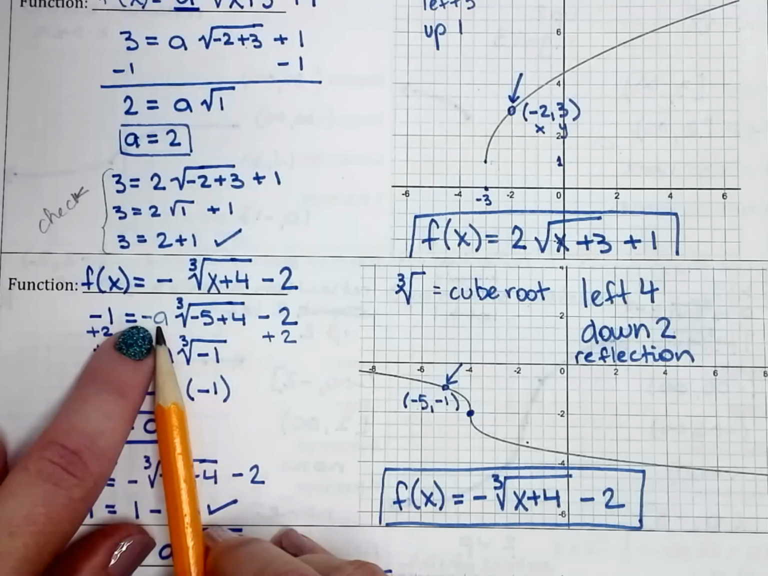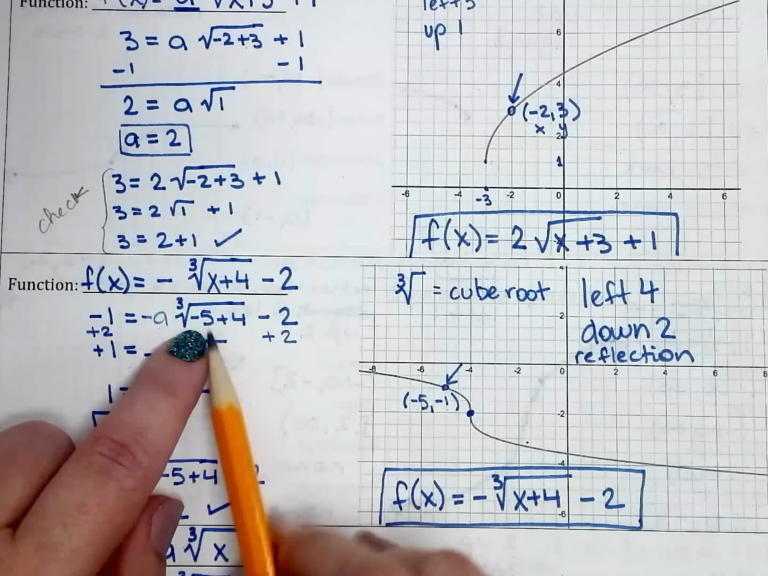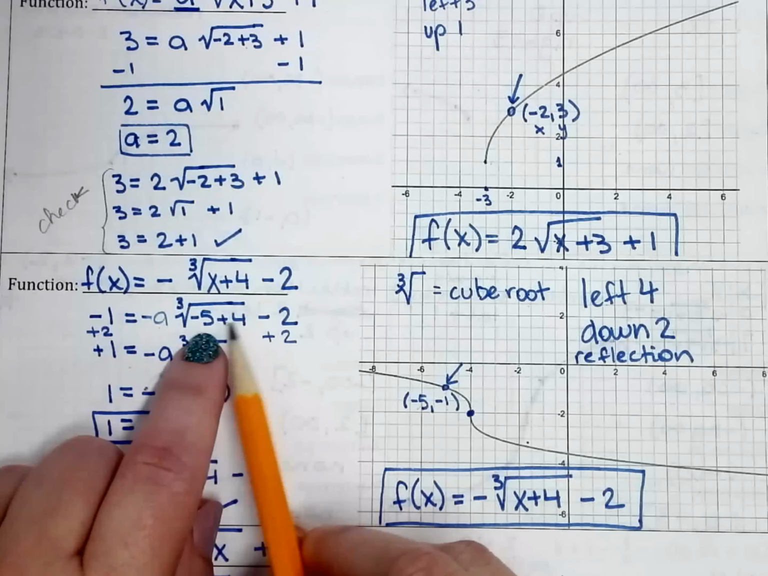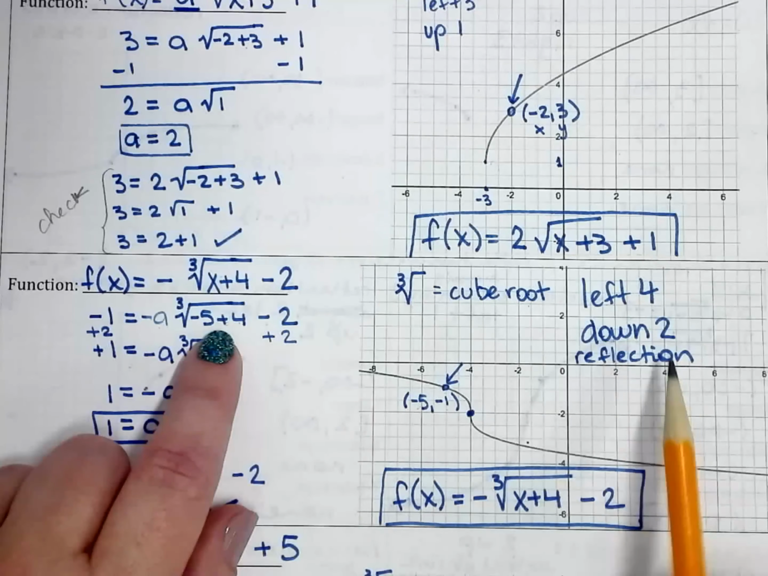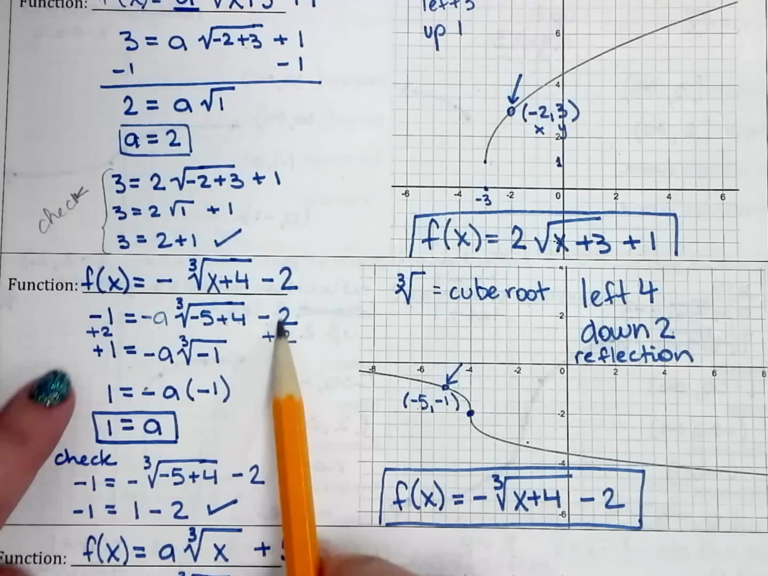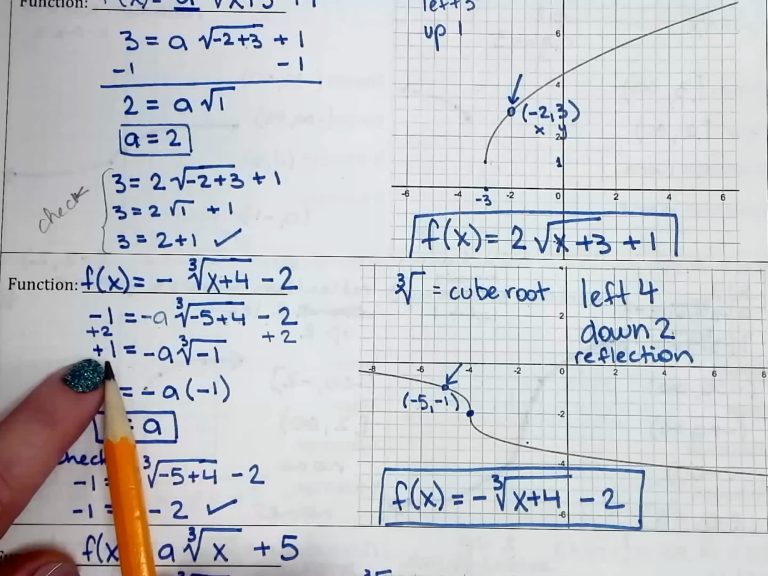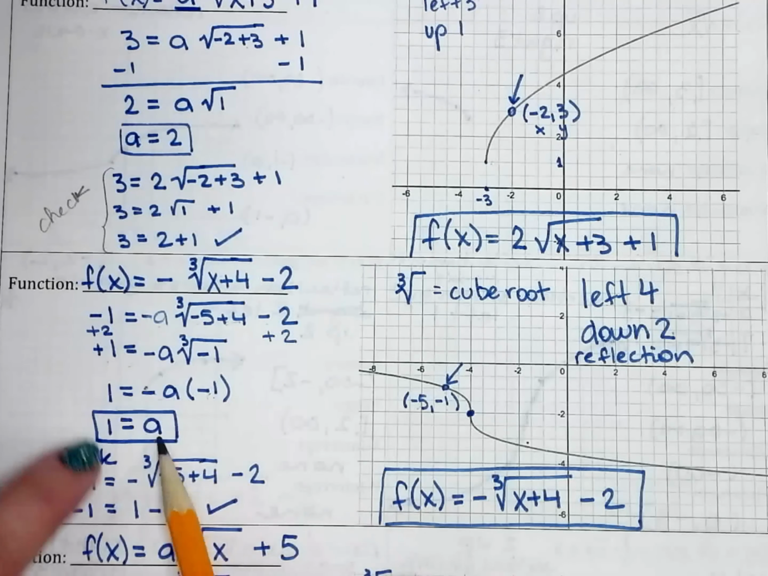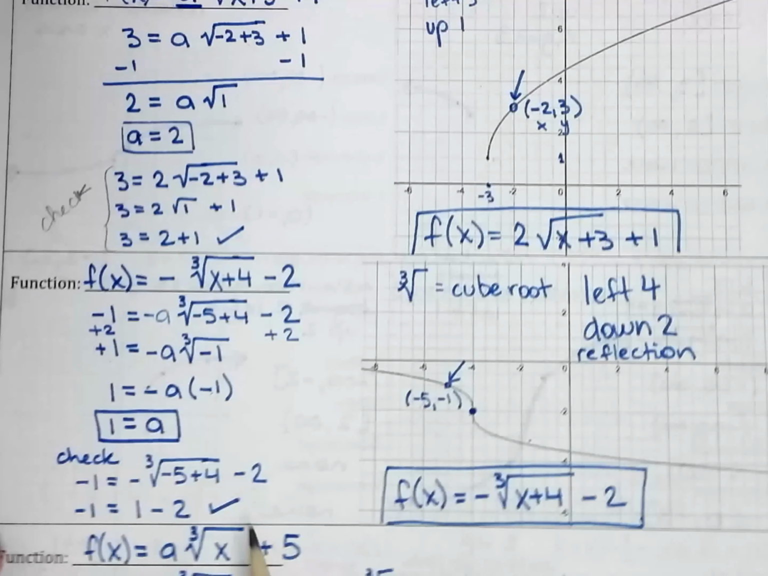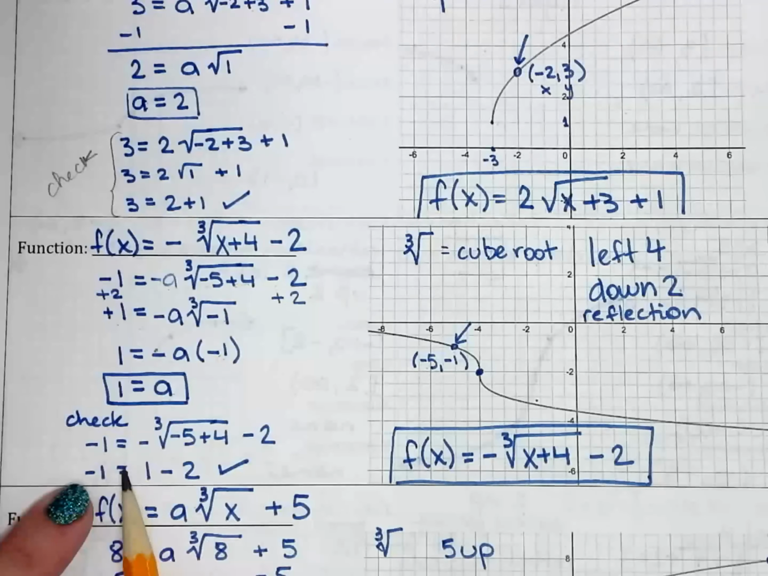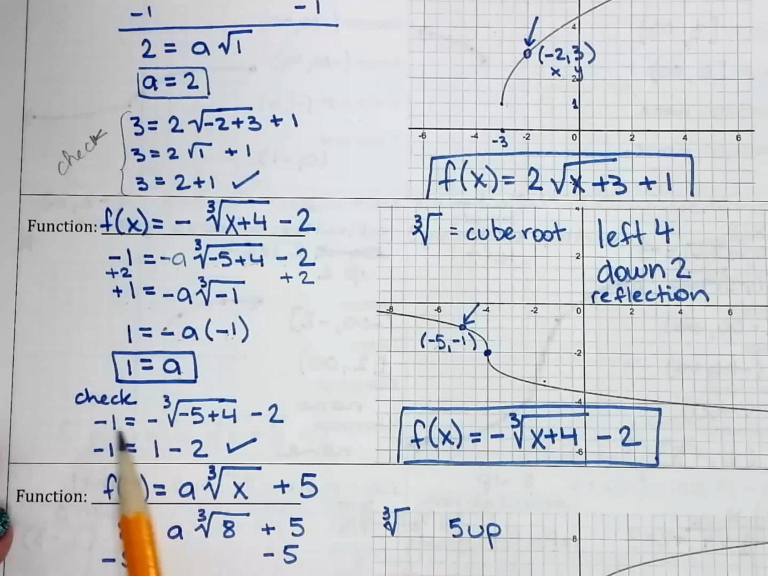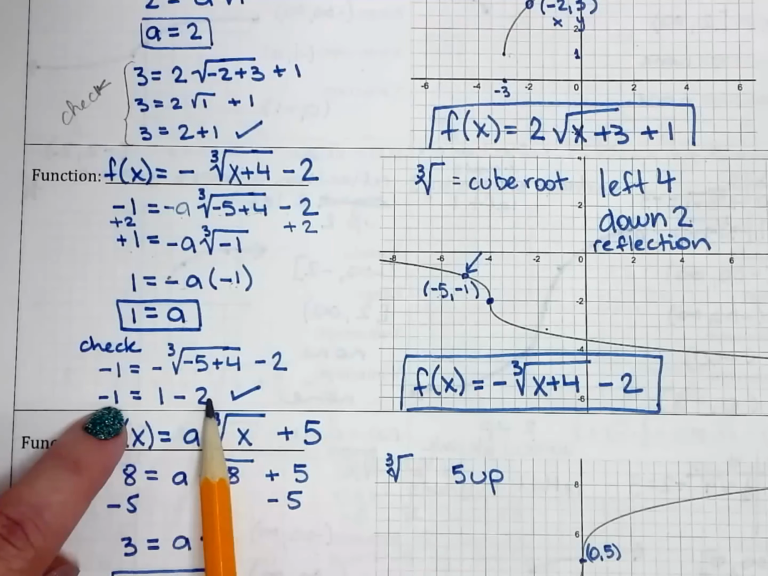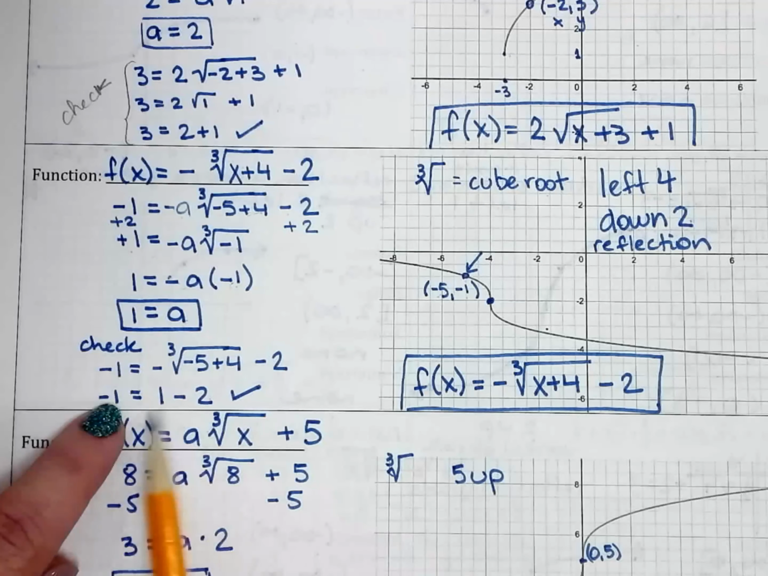-1 for y. I know a is going to be negative. And then I have x is going to be -5. It went left 4, so +4. And then -2 because it went down 2. Okay, so add 2 to both sides. I get 1 right there. This is -1. Cube root of -1 is -1. Two negatives make a positive, so a equals 1. Perfect. And then just make sure, even though you know you did it right, just go 30 more seconds to plug it in and make sure that you didn't forget a negative, you didn't forget to square something.